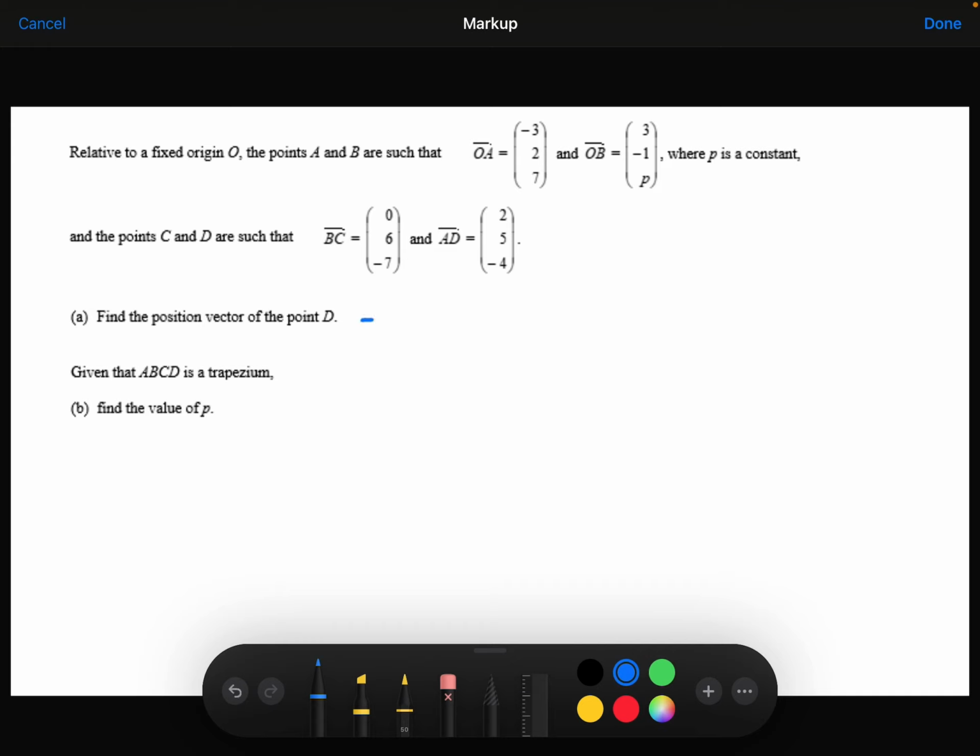So point D is going to be the same as, well, I know what O to A is, and I know what A to D is. So if I go from O to A and then add A to D, that's going to be the same as me going just from O to D.